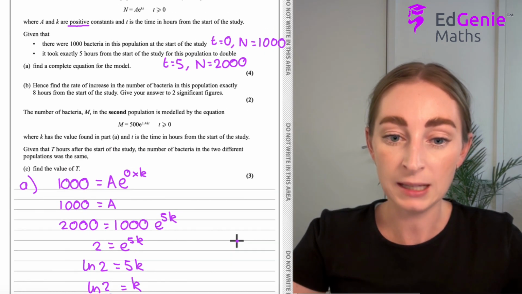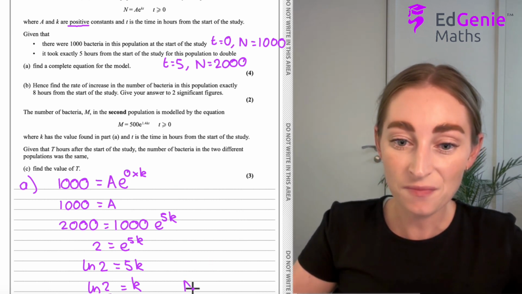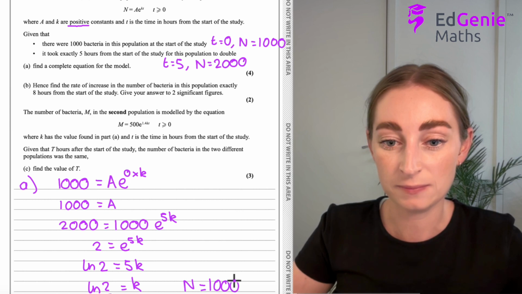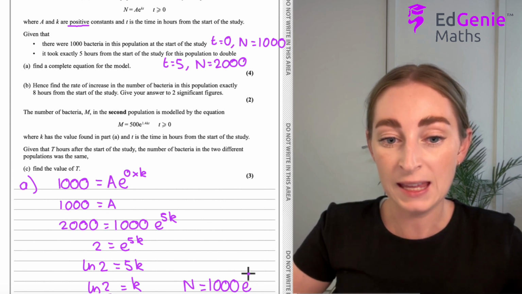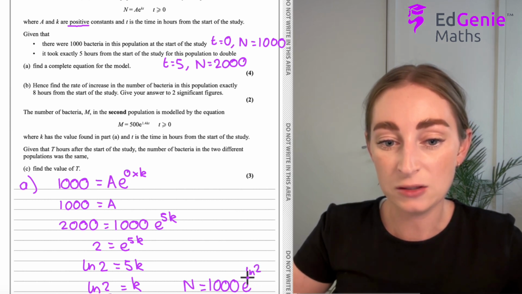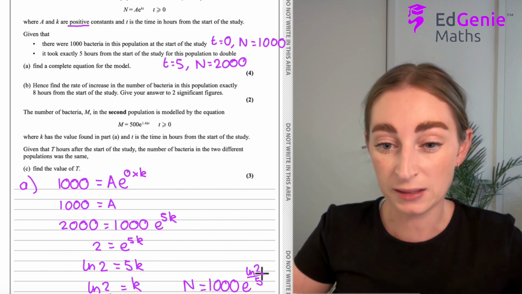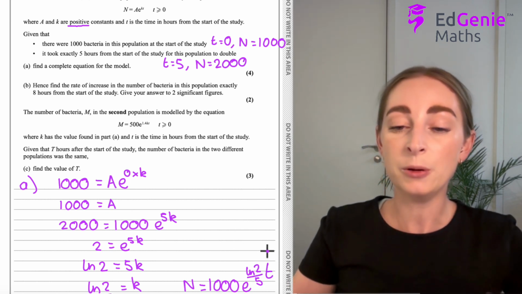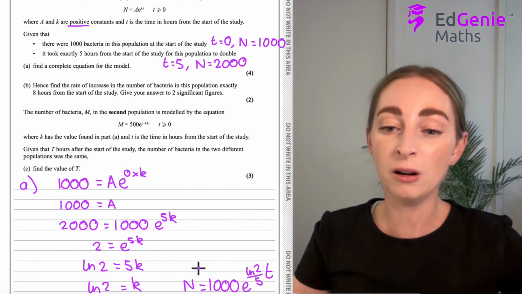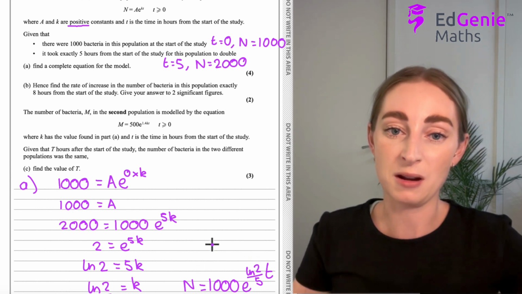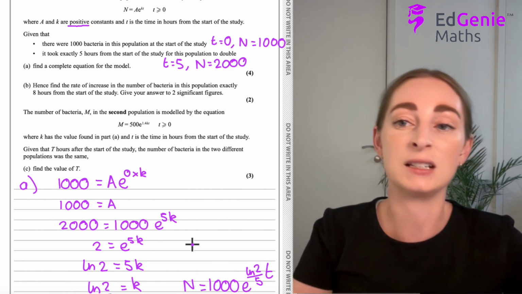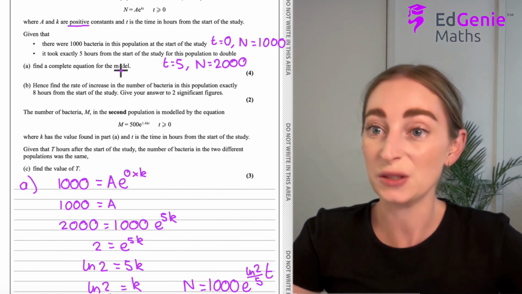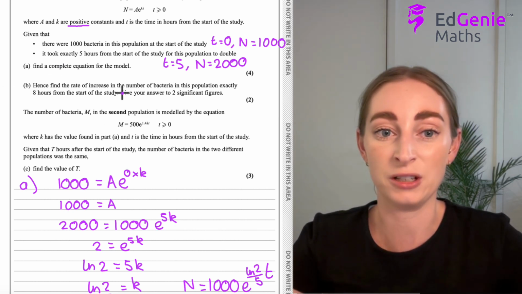So our completed equation is n equals A, which is 1000, times e to the power of ln 2 over 5, so that's k, multiplied by t. And it's important just to know that if you don't write this, you're going to lose a mark. Because even though you found A and you found k, they're asking for a complete equation. So if you don't do that, you're not going to get that final accuracy mark.